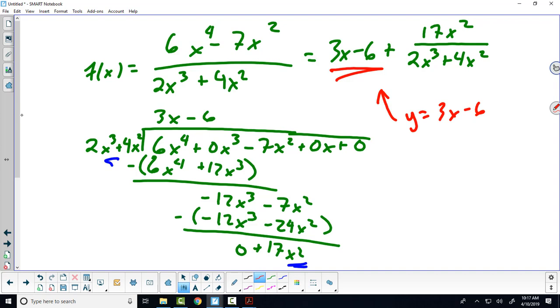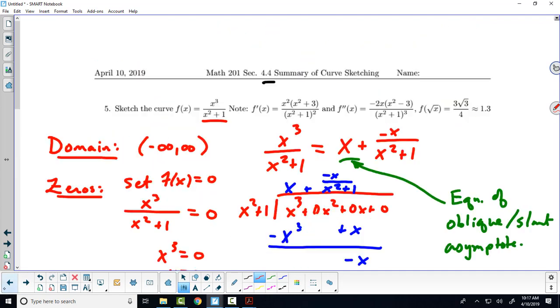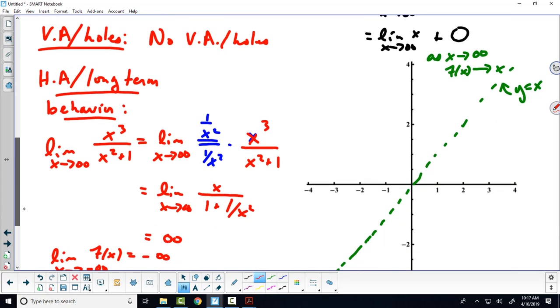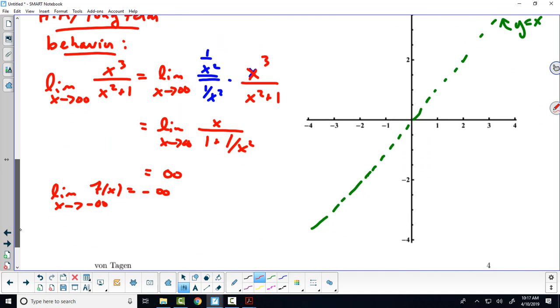Okay. Still, as x goes to infinity, the function approaches this line because this remainder term goes to 0. So the larger x gets on this function, the closer the function gets to just this line because this remainder term is going to 0. Yeah. So anyway, we've got this horizontal asymptote at y equals x.